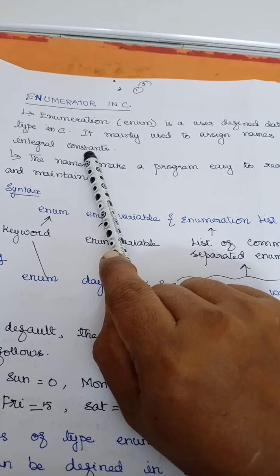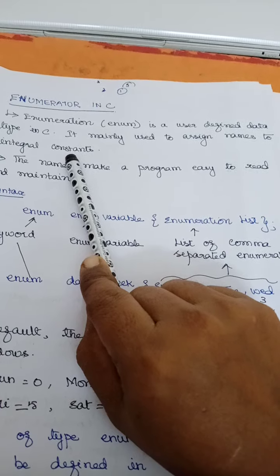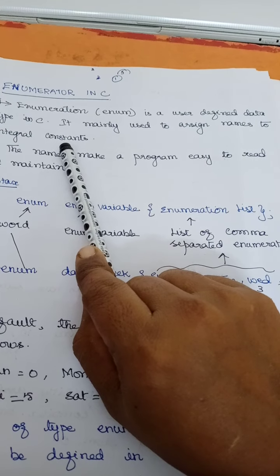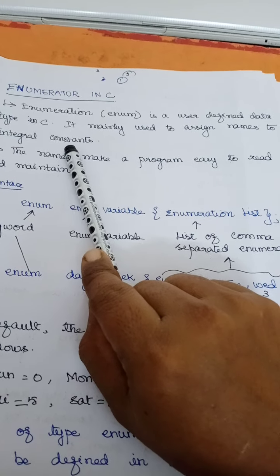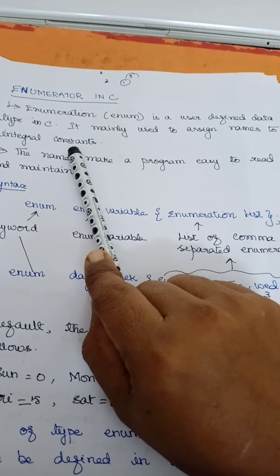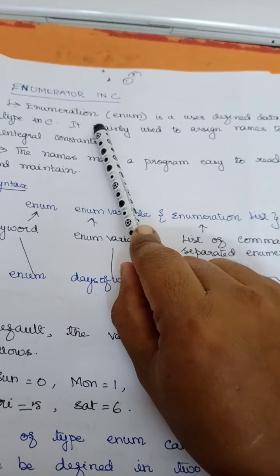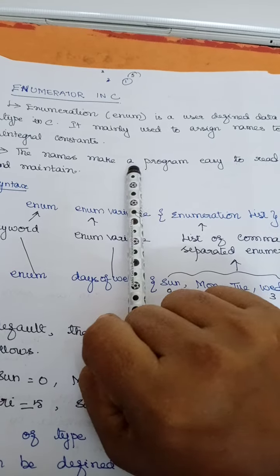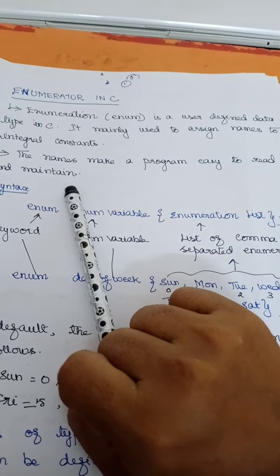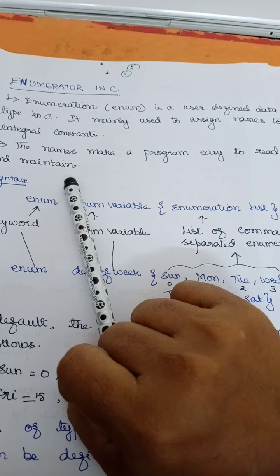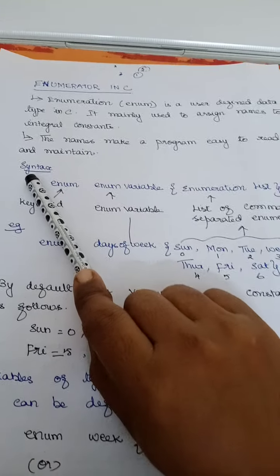So I will assign some names. Wherever I want, if you assign the numbers, you may forget those numbers, right? But if I write it as a name, then you can easily remember the names. So I'll give some names, and when I use that name, a number will be automatically assigned, right? That is your enumerator. The names make a program easy to read and maintain. So by seeing the name, you can easily remember what it is, instead of a number. So this is going to be the syntax here.